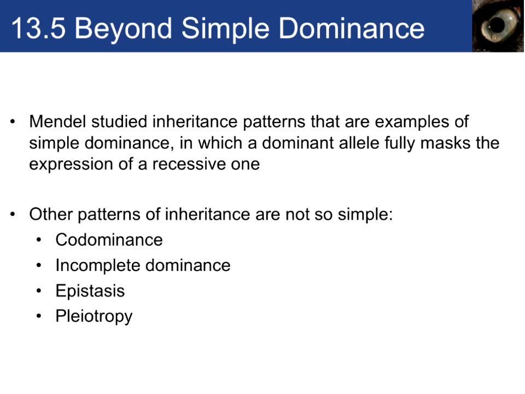So Mendel's studied inheritance patterns are generally examples of simple dominance. So in this case, each dominant allele fully masks the expression of a recessive one. But there are other patterns of inheritance that are not so simple. So you can have codominance, incomplete dominance, epistasis, and pleiotropy.